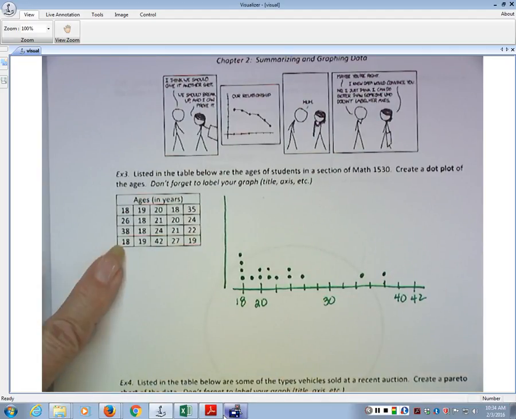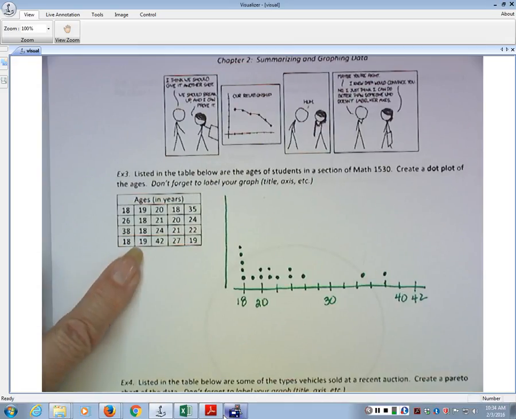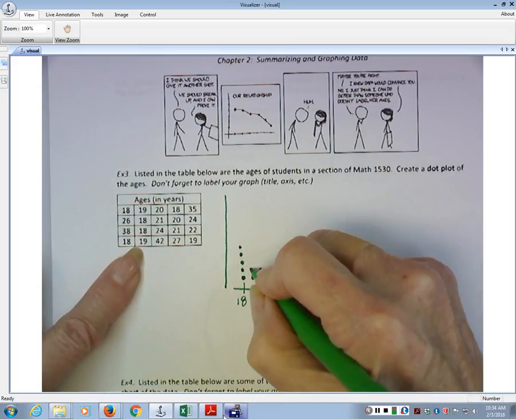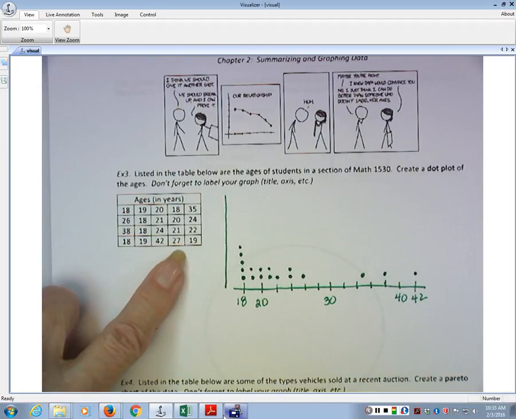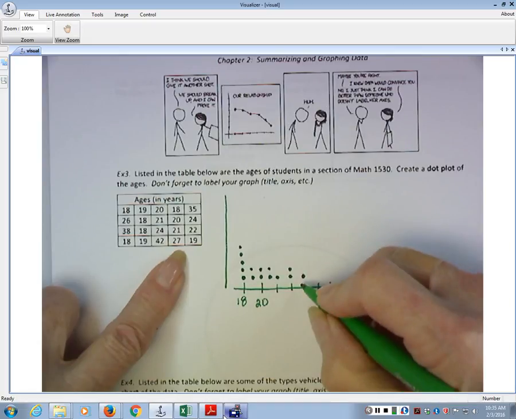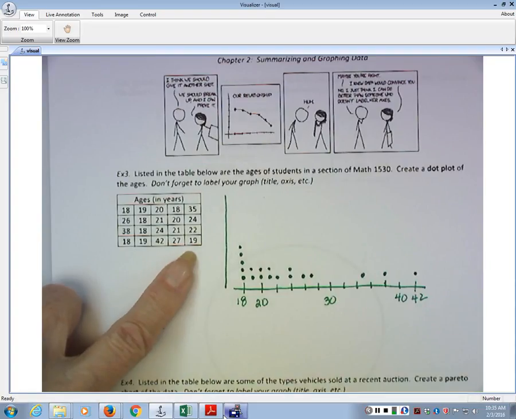an 18-year-old, a 19-year-old, a 42-year-old, 27-year-old, 4, 6, 7, and another 19-year-old.